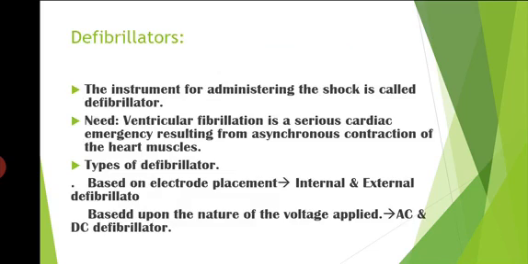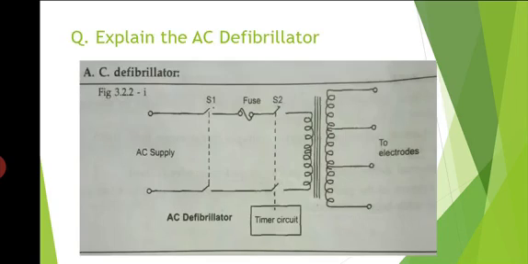Defibrillators. The instrument for administering the shock is called a defibrillator. Need of the defibrillator: ventricular fibrillation is a serious cardiac emergency resulting from asynchronous contraction of the heart muscles. Types of defibrillator: based on the electrode placement, there are internal and external defibrillators. Based on the nature of the voltage applied, there are AC and DC defibrillators.